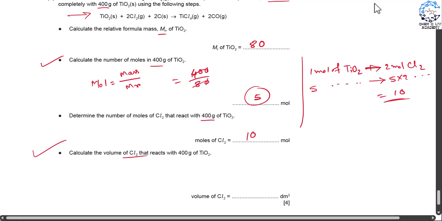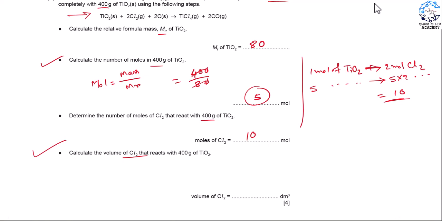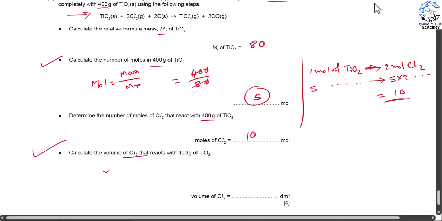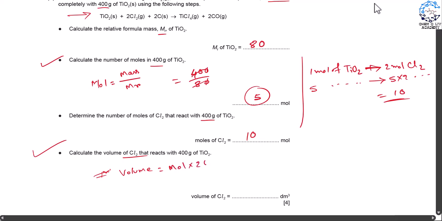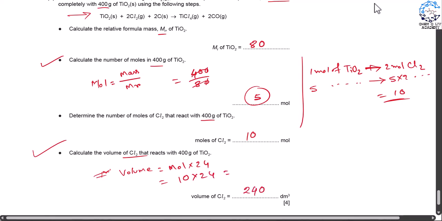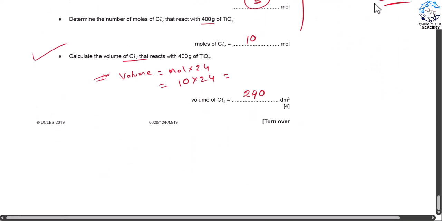Again, that video I made for calculation of volume, you can go to the video section and see how to calculate the volume. So the formula is mole equals volume divided by 24. So I'll directly write volume equals mole into 24 decimeter cube. We got 10 into 24, so 240 decimeter cube of chlorine gas is going to form. Very easy, very quickly you can calculate, and you're going to achieve all the 4 marks here.